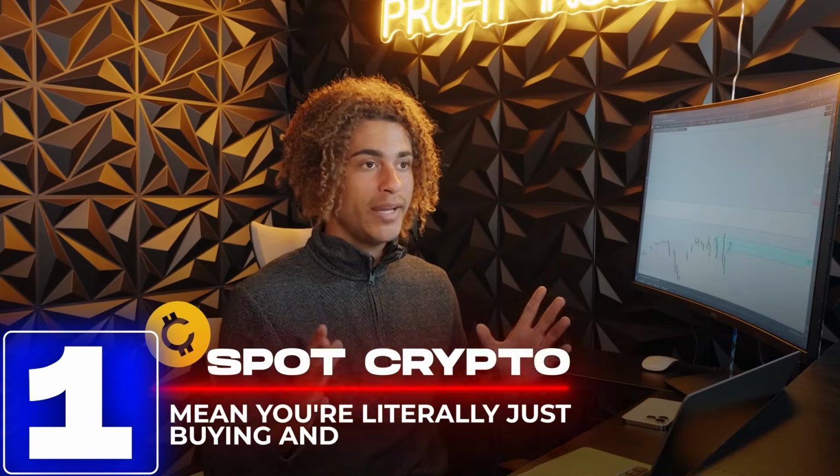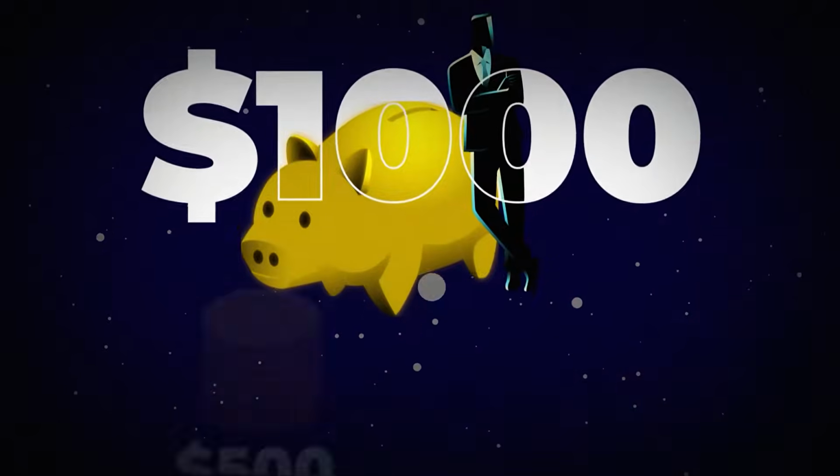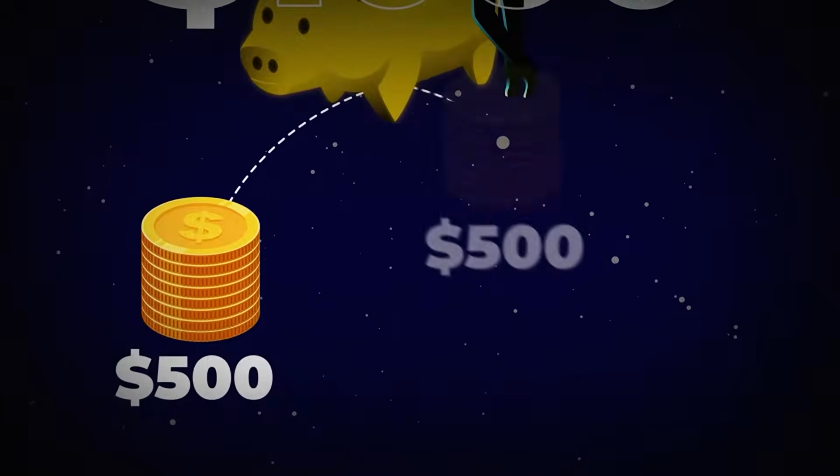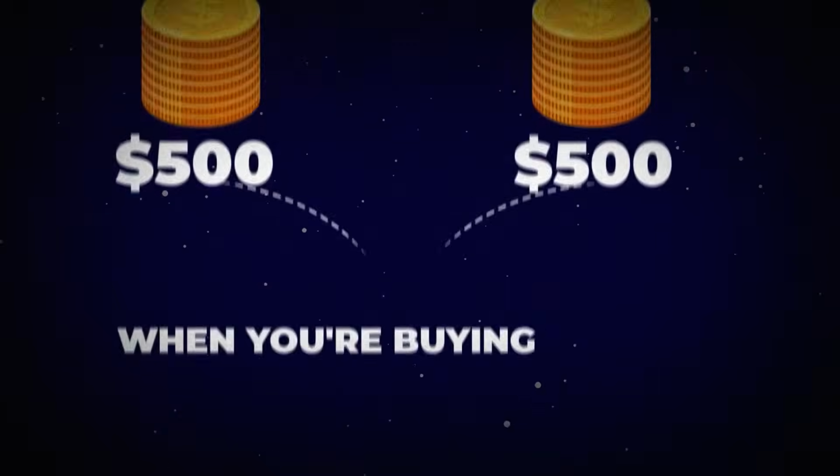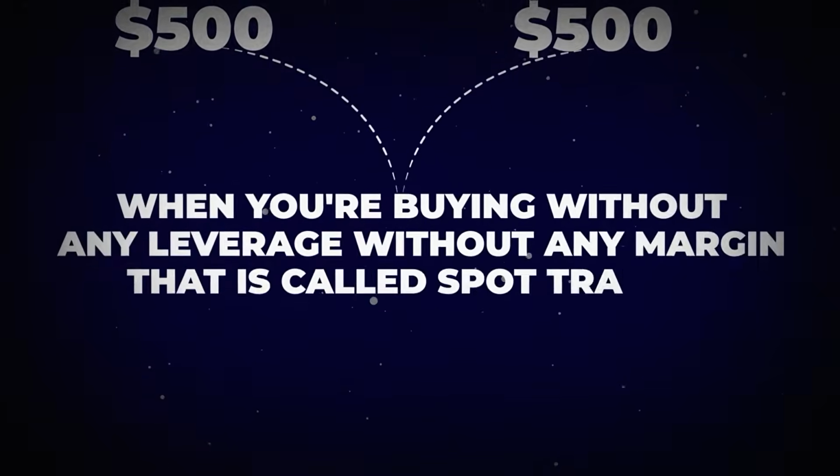You can either be trading spot crypto, meaning you're literally just buying and selling crypto. You have $1,000 in your account, you bought $500 of crypto, and you buy another $500 of crypto. When you're buying without any leverage, without any margin, that is called spot trading. Now, the second type of crypto trading, which is a lot more risky, but also has a lot more reward if you're doing it right, is leverage trading.